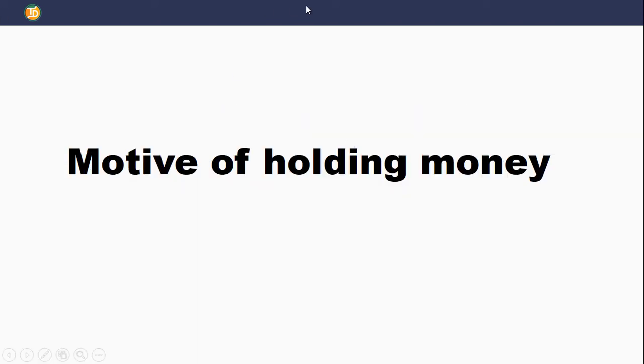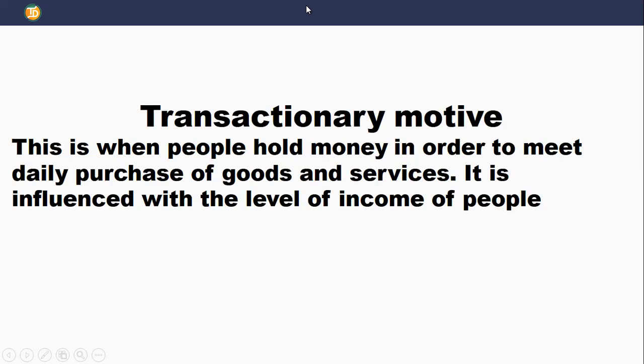Let's look at motives of holding money. What are the motives of holding money? Number one motive of holding money is transactionary motive. Transactionary motive of holding money is when people hold money in order to meet daily purchases of goods and services. So when you keep money with you in your pockets, in your bank account, in order to buy things that you see fit, to purchase goods and services on a daily basis, it is said to be transactionary motive.